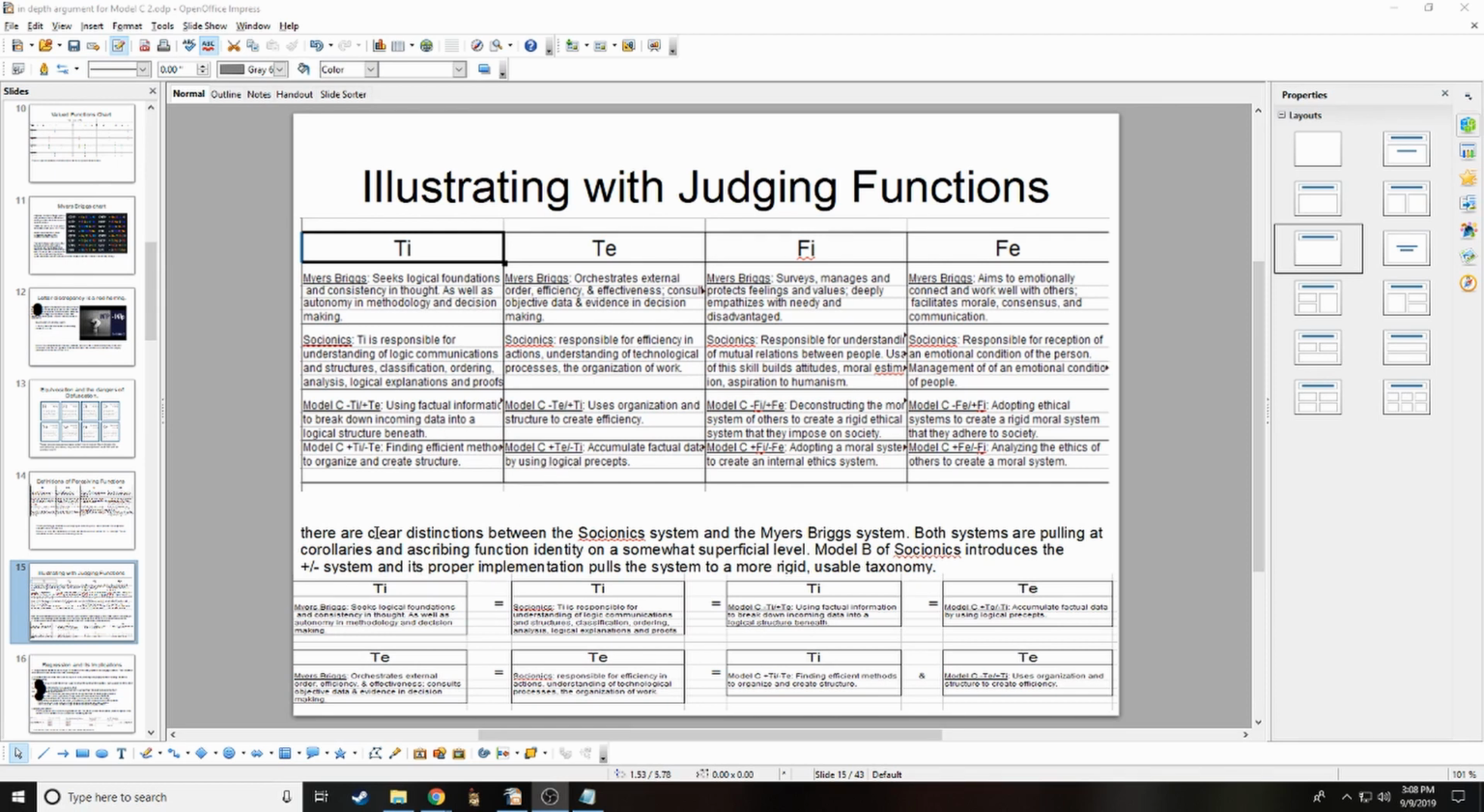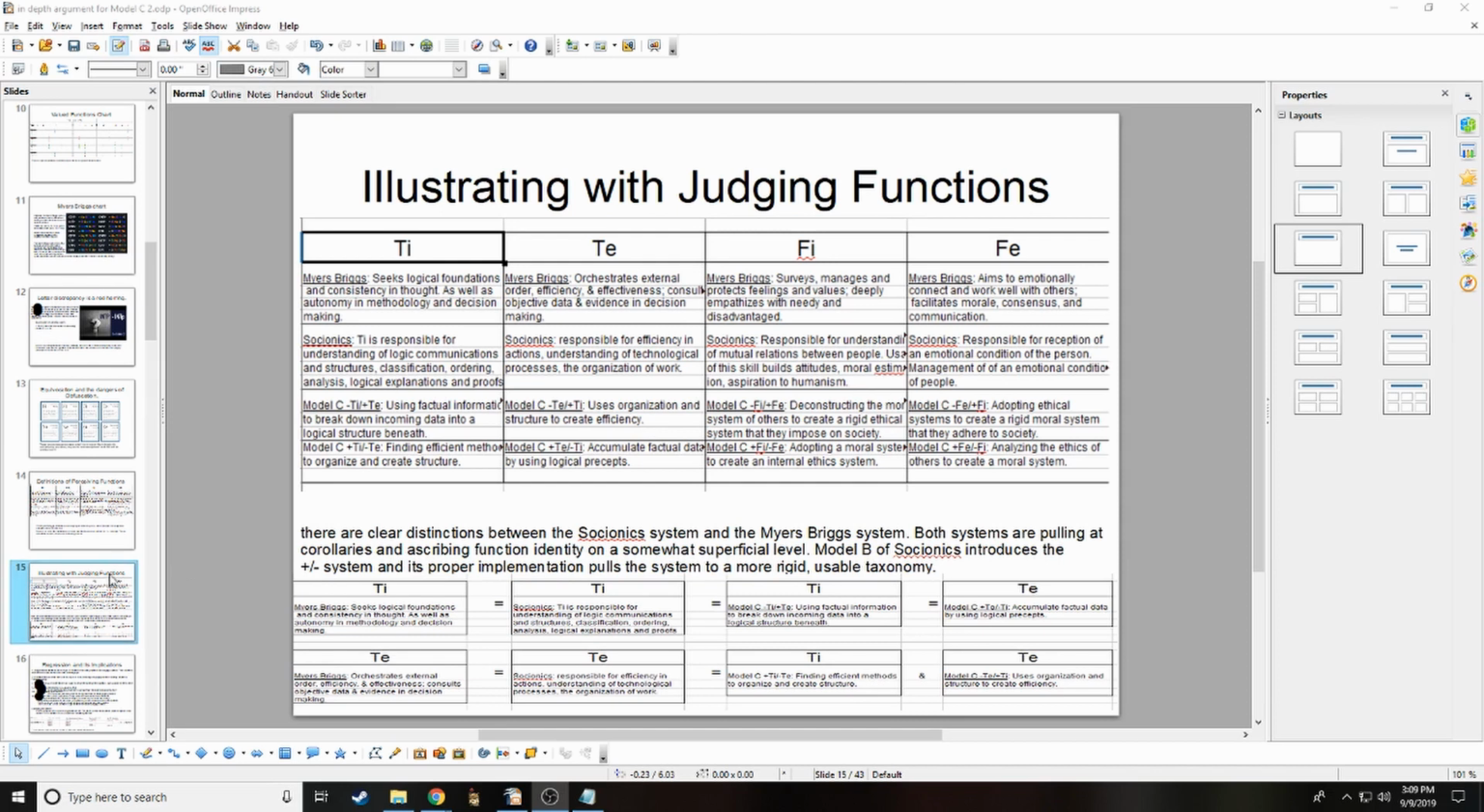All right, I say here there are clear distinctions between the Socionics system and the Myers-Briggs system. Both systems are pulling at corollaries and describing function identity on a somewhat superficial level. Model B of Socionics introduces a positive and negative system, and in its proper implementation, pulls the system to a more rigid, usable taxonomy. So Myers-Briggs Ti lines up with Socionics Ti, which lines up with Model C's negative Ti, positive Te, which lines up more closely with positive Te, negative Ti. Te lines up with Te again, which lines up with positive Ti, which lines up with negative Te.